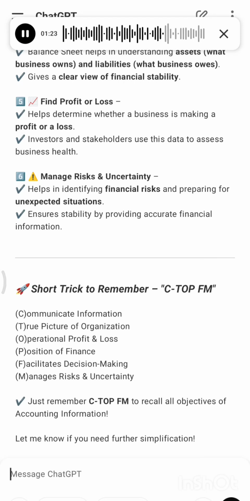6. Manage risks and uncertainty. Helps in identifying financial risks and preparing for unexpected situations. Ensures stability by providing accurate financial information.